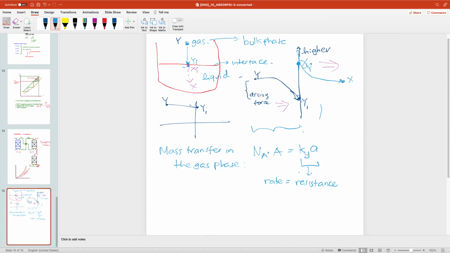You will also meet this with me again in transfer phenomena next semester. The rate is actually equal to resistance multiplied with driving force, and the driving force is y minus yi. And this is multiplied with dz because we are over the height of dz. So there you have it. This is the one I explained yesterday, the mass transfer in the gas phase. Up to here, we only consider the area from here to here.